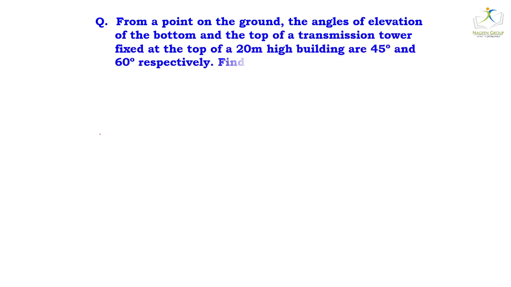Now question is, from a point on a ground, the angle of elevation of the bottom and the top of a transmission tower fixed at the top of a 20-meter high building are 45 and 60.